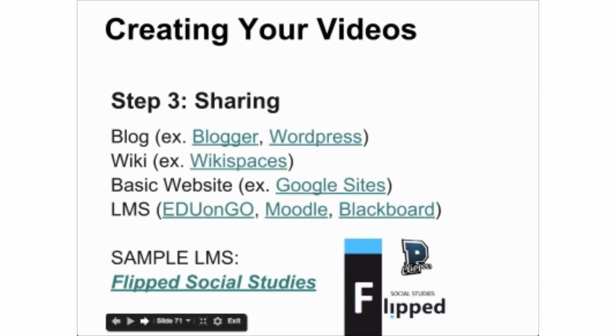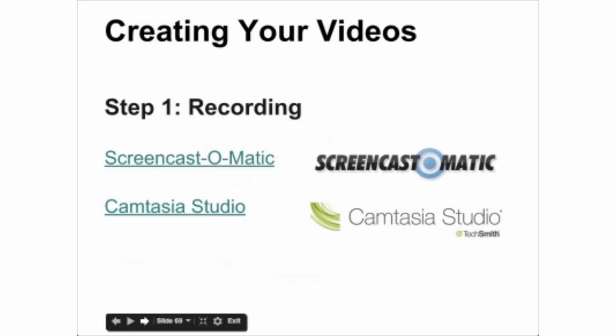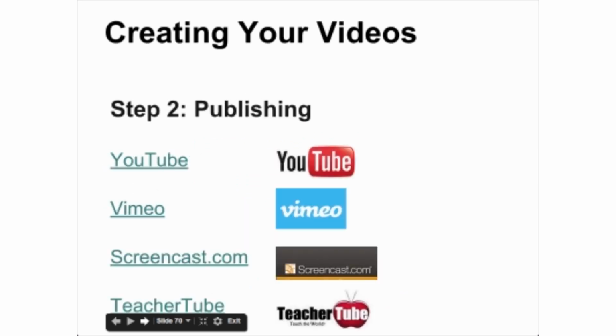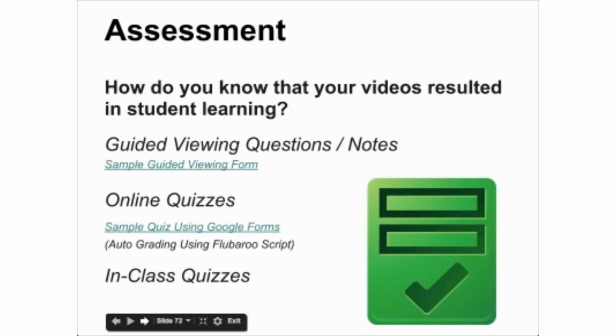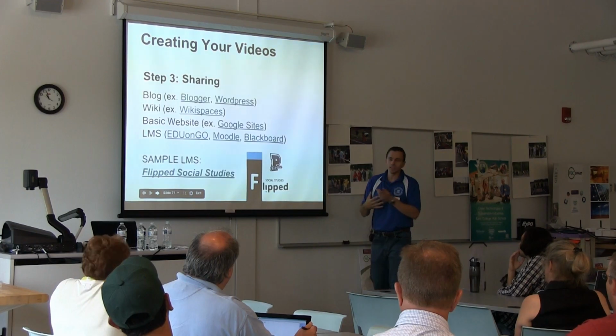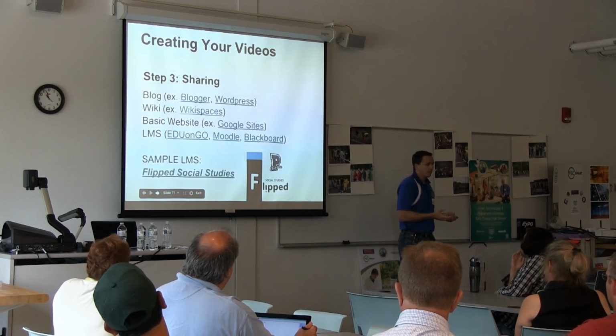All right, so you've got to record what you're doing. A couple options there. You publish your video. Those are another few options. Then you share it. So those are the 3 main steps. Again, you record it, publish it, share it. Those are the main steps. Now you have your video.